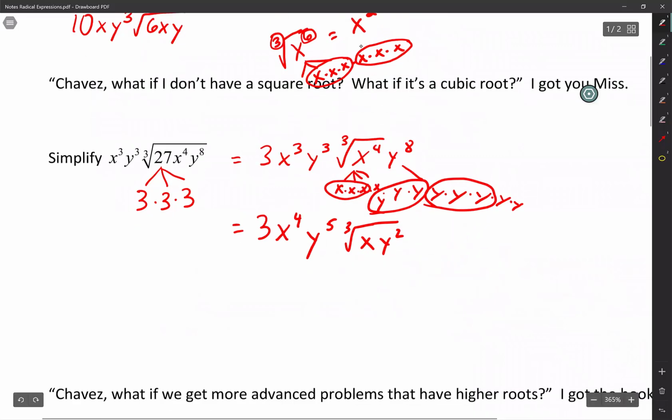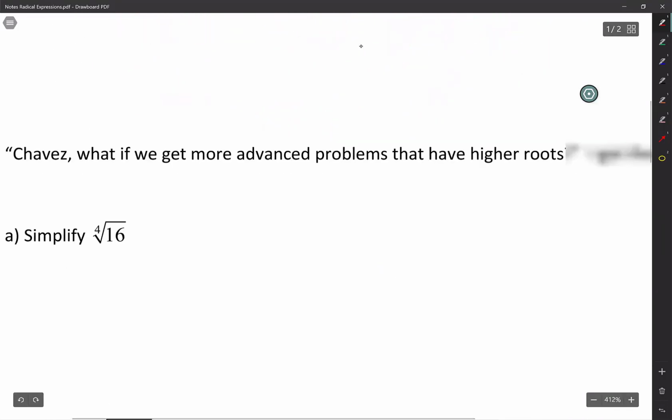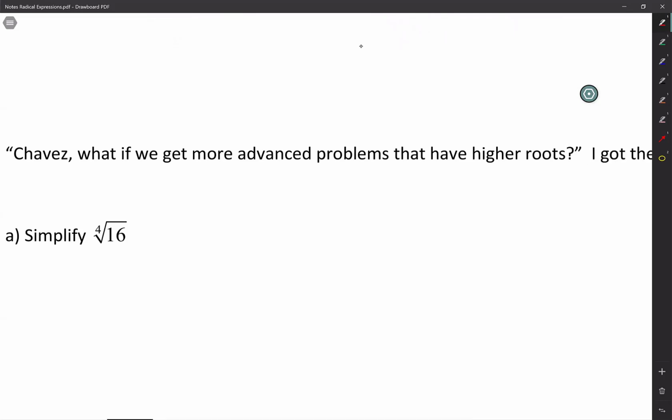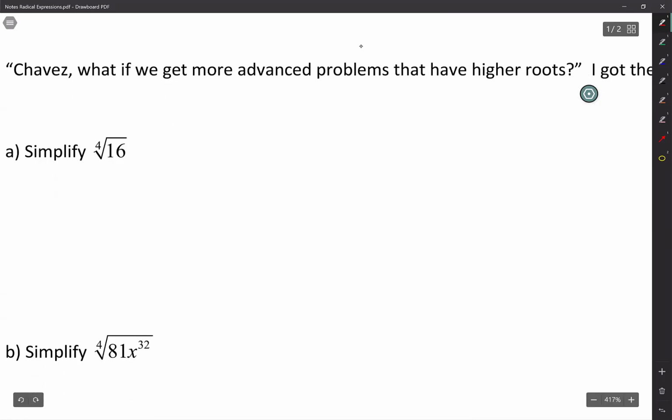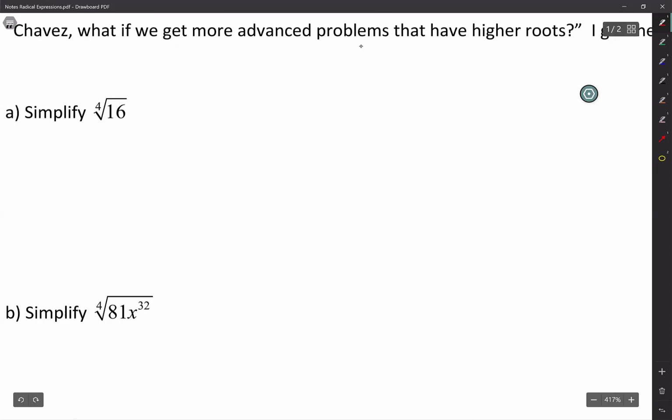Perfect. All right, let's go. Oh, look, read this one here, miss. Travis, what if we get more advanced problems that have higher roots? Oh, man, you're asking real tough questions. It's the same logic, guys. Look at what root this is. We're going to start simple, and we're going to go to more advanced ones.